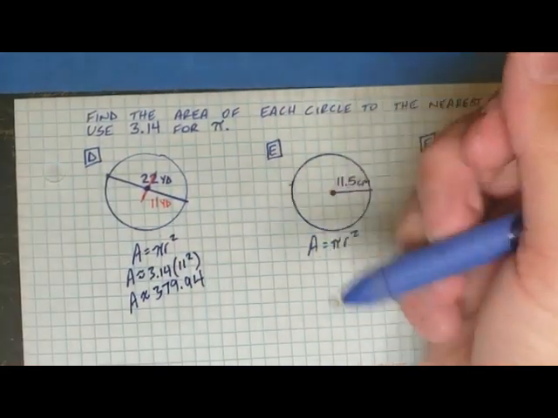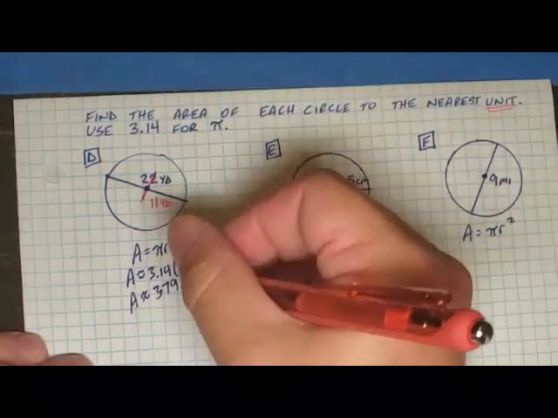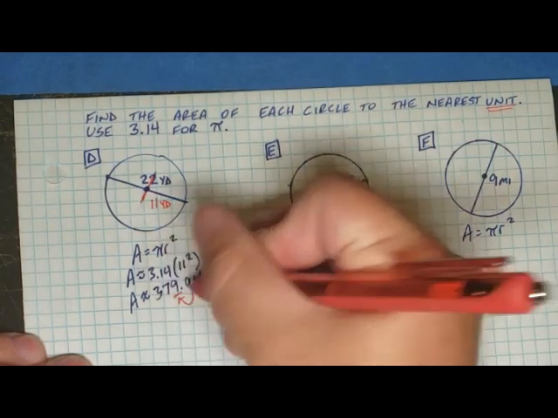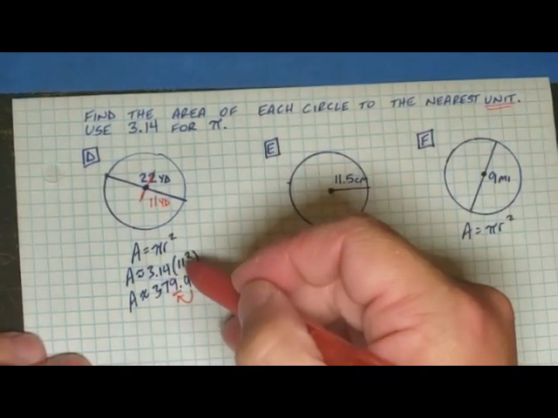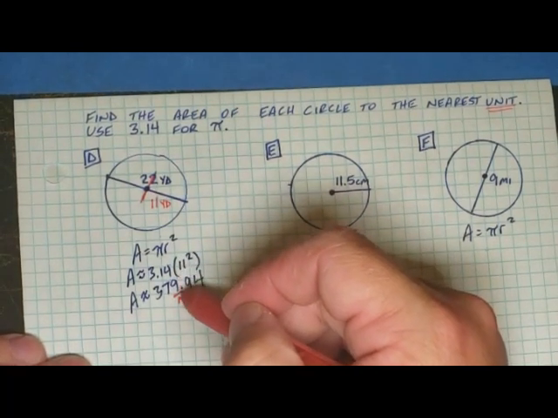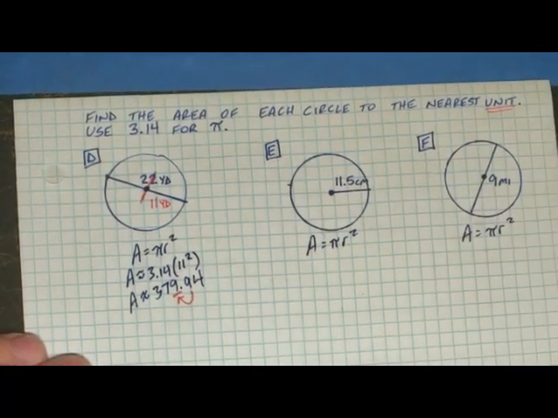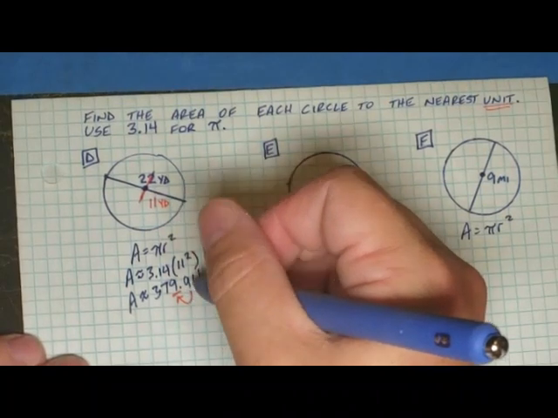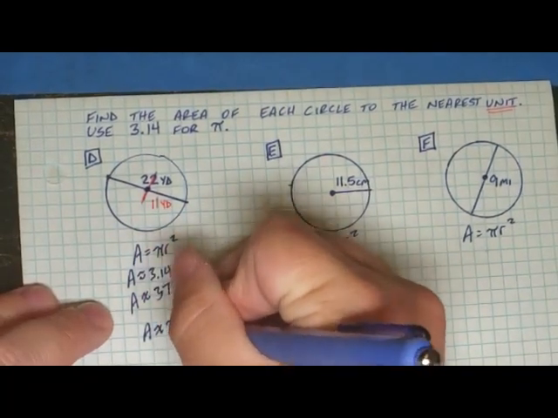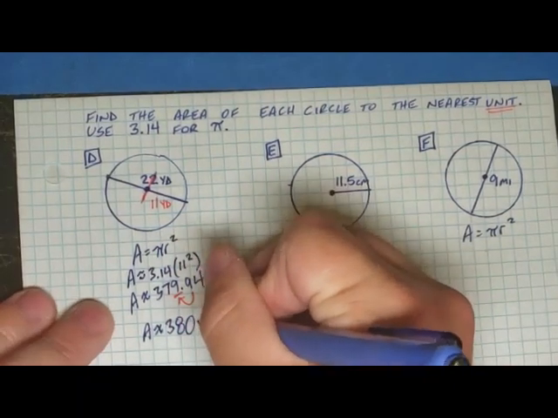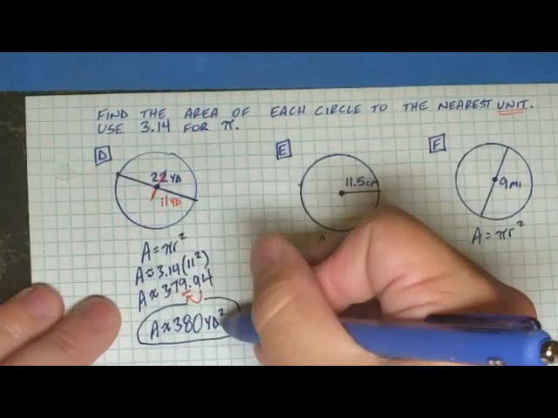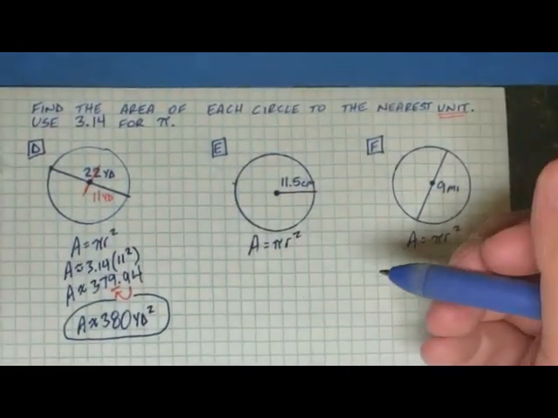379.94. And this one said the nearest unit, so the nearest whole number. All right, well, this 9 pushes this 9 up. And since it's a 9 getting pushed up, it pushes the one in front of it up. So 379.94 would round to approximately 380 yards squared. Area is always your unit squared.